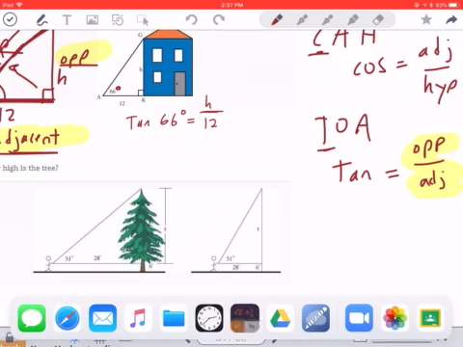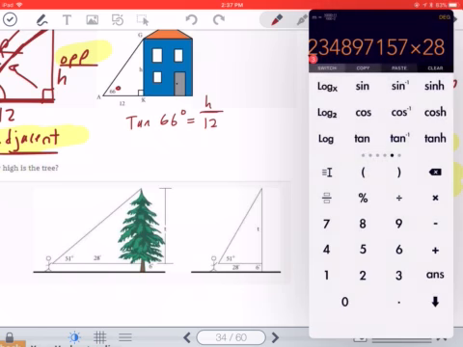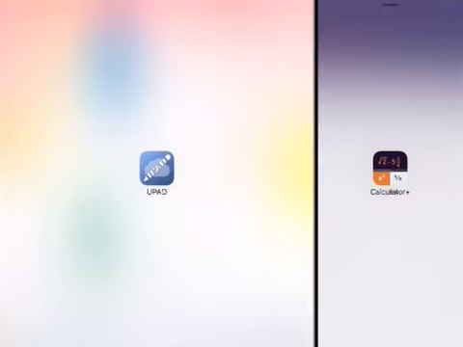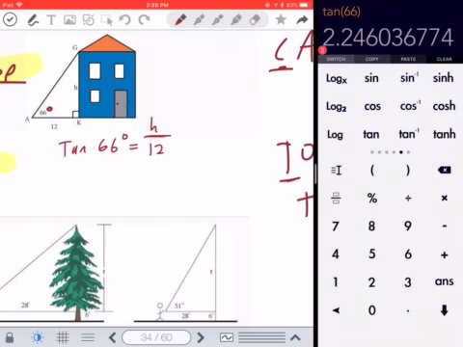I've got a calculator with some trig functions on here, and I make sure that it's in degrees. Mine says degrees up in the corner if you can see it. And I'm going to do tangent of 66, so I'll find that first. Once I get that, I just write that down. So this is about 2.25. And then I can continue on.